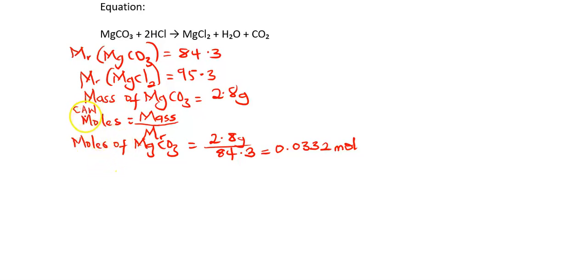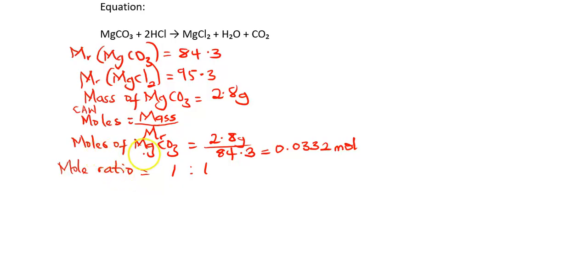We move on to A, applying ratios. Our ratios will be from the equation of the reaction. From the equation of the reaction, you will find out that 1 mole of magnesium carbonate will give 1 mole of magnesium chloride. And so we say that our mole ratio is 1:1. That way, the number of moles of magnesium carbonate and magnesium chloride are equal.